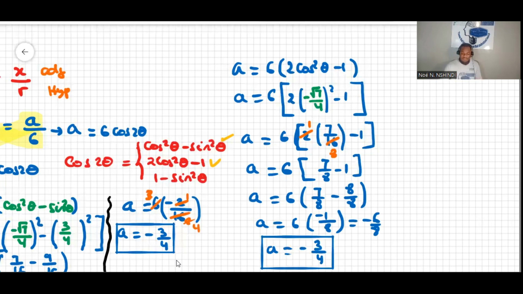Same thing will happen if you use 1 minus 2 sin squared theta. Check it out, that's for you. You're going to get the same answer.